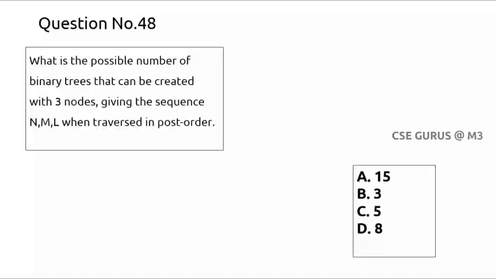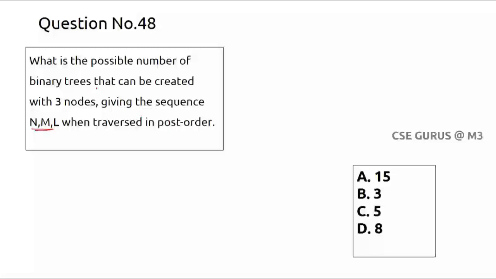Now coming to question number 48. What is the possible number of binary trees that can be created with 3 nodes given in sequence N, M, L when traversed in post order? Here the post order sequence is given with 3 nodes. We know that in post order, first children will come, then parent will come. If N and M are children and L is a parent, if it is a post order, how many possibilities can you get?